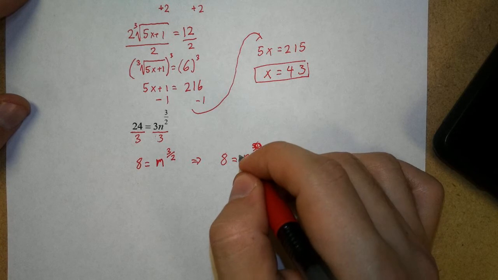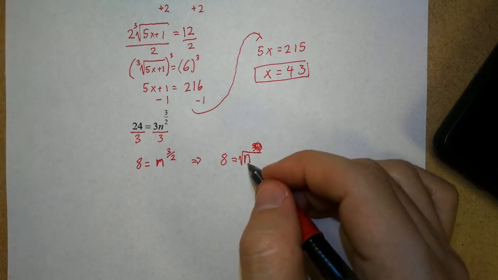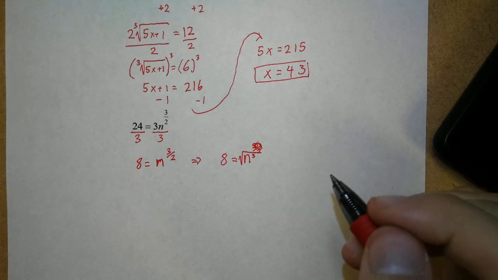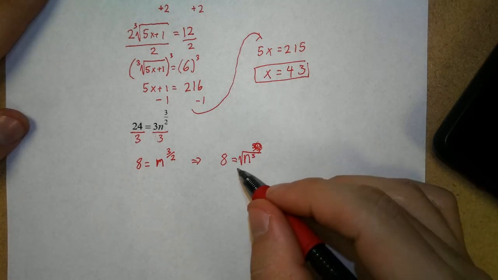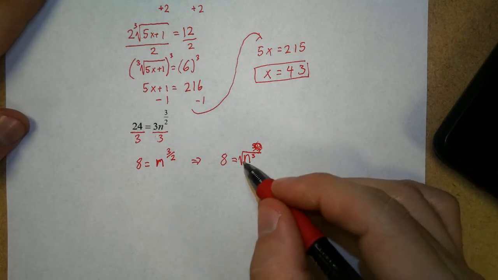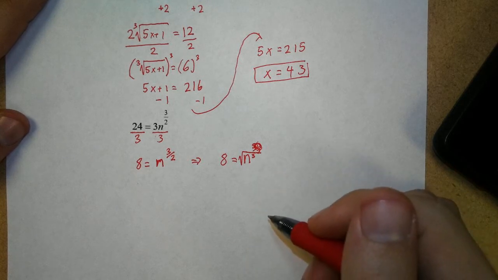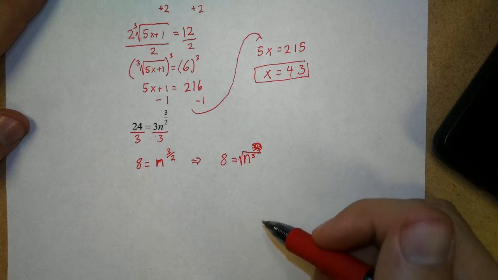We could write this as the square root of n to the power of 3. Okay? So we could think of it like this, and if we did this, we would then see a square root that we want to get rid of. And so what we would do is square both sides of our equation.